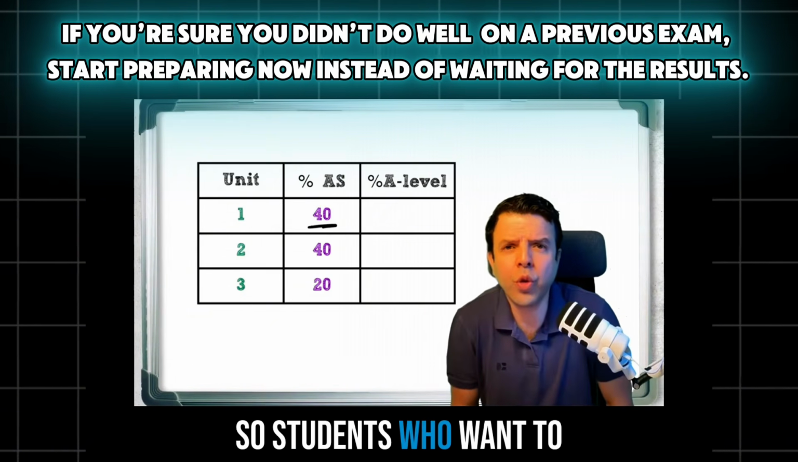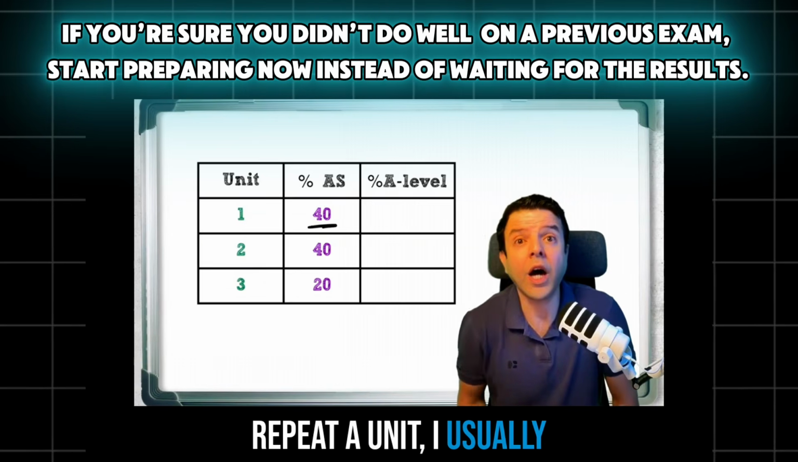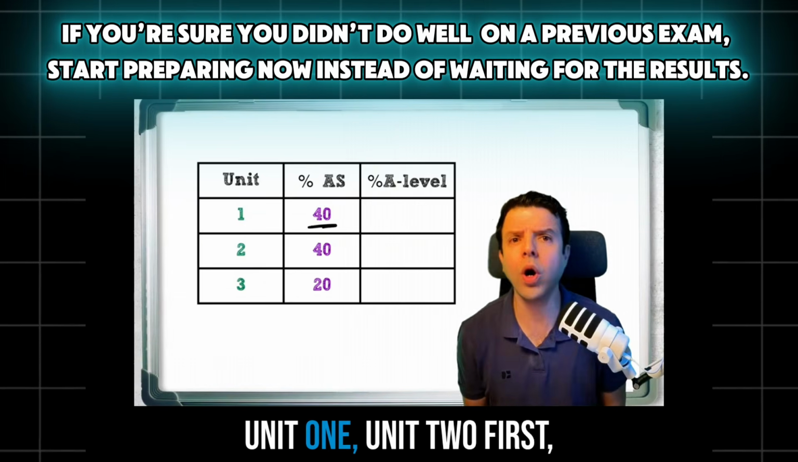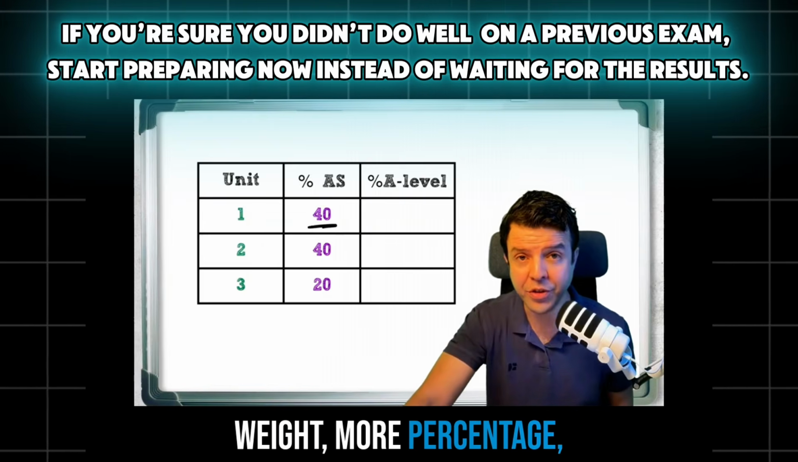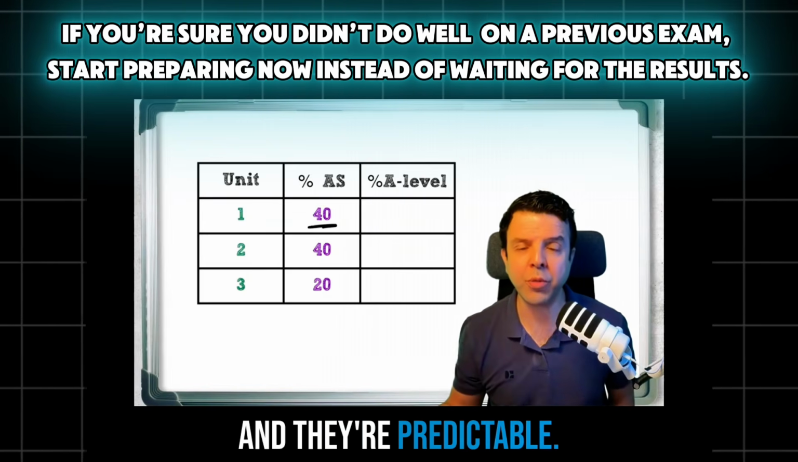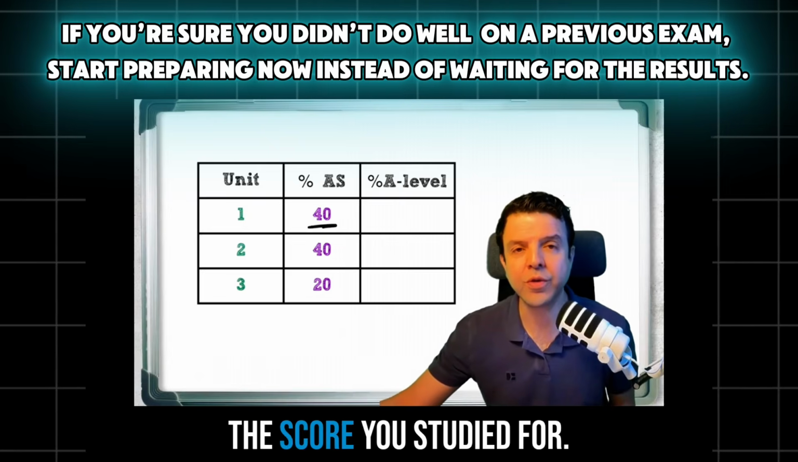So for students who want to repeat a unit, I usually recommend repeating Unit 1 and Unit 2 first because they have more weight, more percentage, and they're predictable, meaning you study, you get the score you studied for.